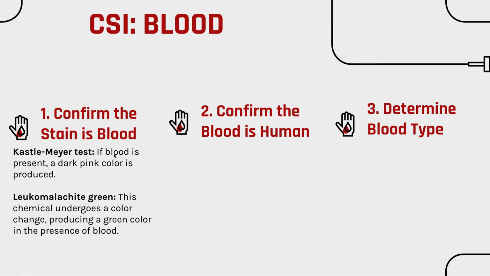You can use the Kastle-Meyer test. If blood is present, a dark pink color will be produced. You could also do the leukomalachite green test. This undergoes a color change, producing a green color if blood is in fact present.